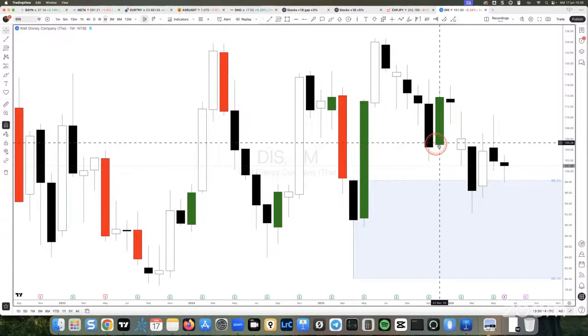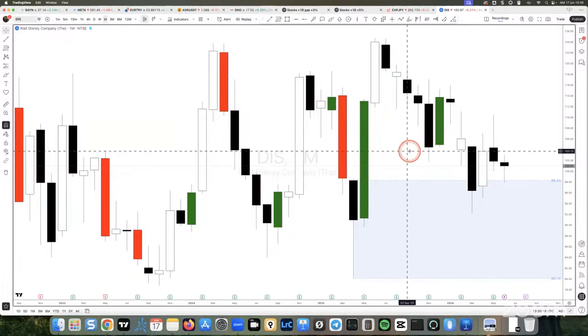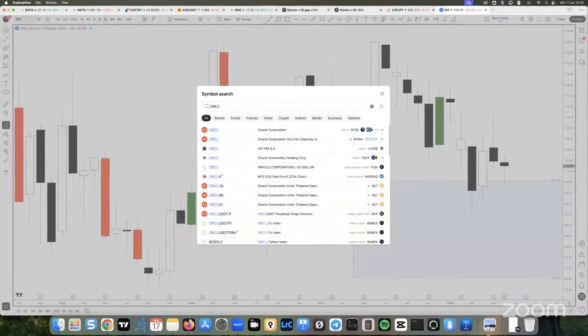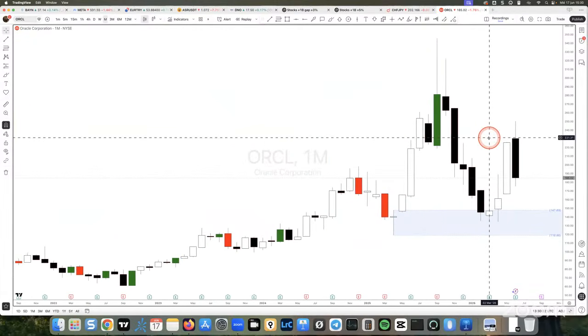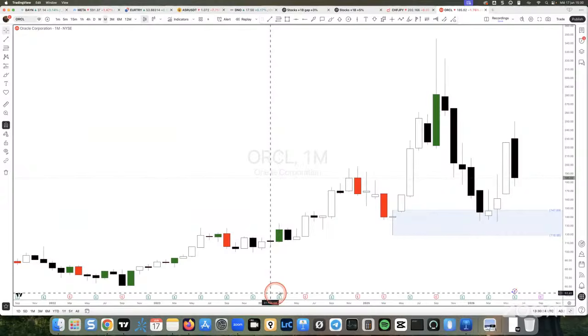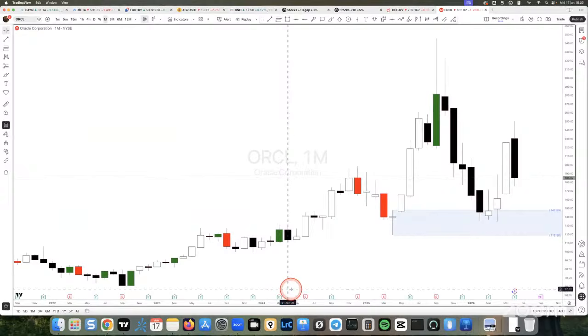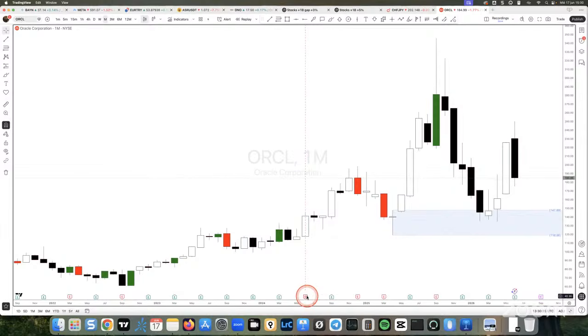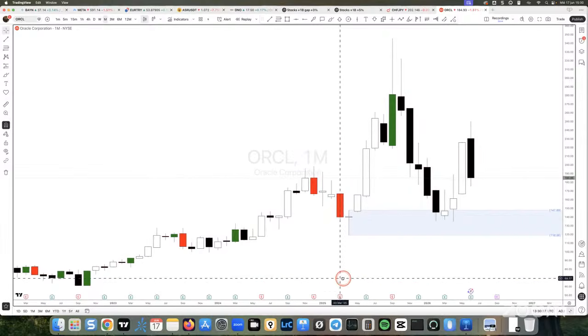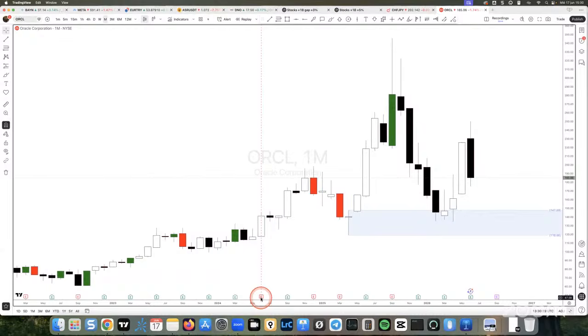So if we take a look at other stocks like Oracle, is a very important one. On Oracle, this is what we have. If you take a look at the bottom of the screen, you're going to see red, green. Those are positive and negative earnings releases. So Oracle is not like Meta or Tesla or Disney, where we had everything positive. Here's negative, positive, negative, negative, positive, negative.